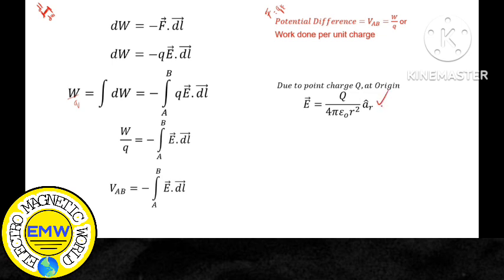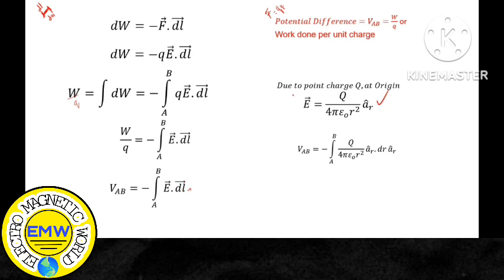So VAB is equal to minus integral from A to B of Q divided by 4 pi epsilon naught r square, ar dot. Now I need to replace this differential length. What will be the value of this differential length? The value of the differential length will be dr into ar, because we are moving along a radial distance.